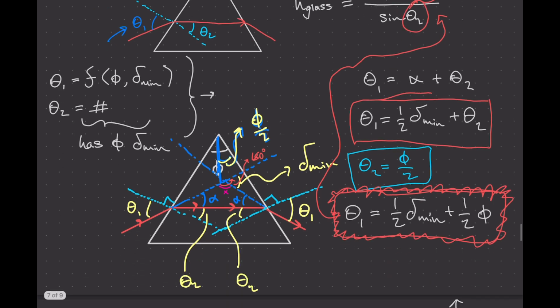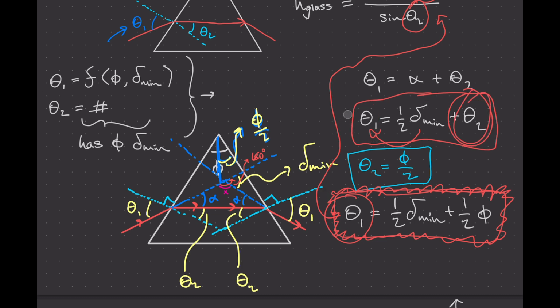What we also need to find is theta 2, but remember this box from before? It actually relates theta 1 to theta 2. Theta 1 is right here. We could just plug that whole thing in and isolate for theta 2, and we get theta 2 in terms of delta min and phi, which is exactly what we were looking for.